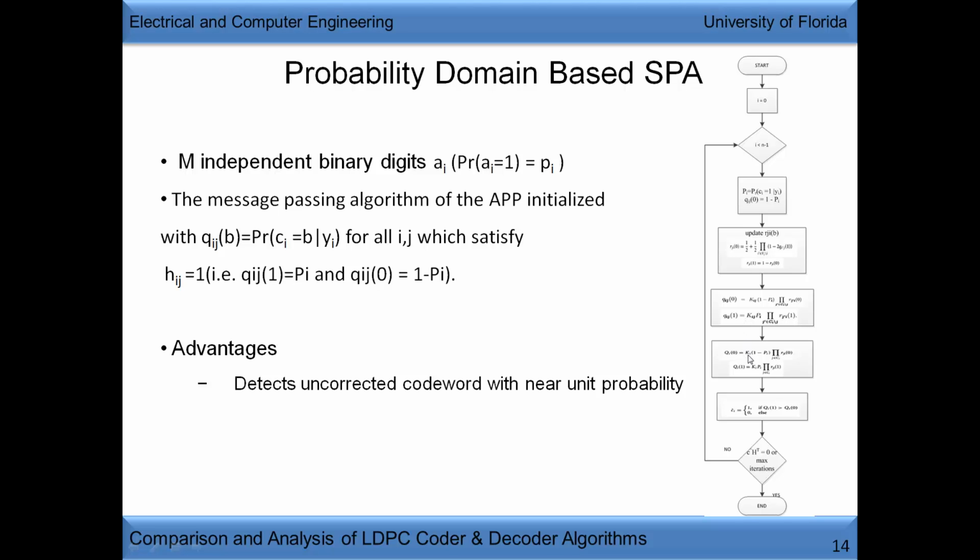In this step, for every value of i ranging from 0 to n minus 1, you calculate capital Q_i(0) and Q_i(1), and the value of the constants K_i is chosen such that the sum of these is equal to 1. For i ranging from 0 to n minus 1, you calculate the value of c-hat_i. The termination condition checks if c-hat H transpose equals 0 or the maximum number of iterations is achieved. The advantage of this probability domain based sum product algorithm is that it's able to detect an uncorrected codeword with the probability near unity also.